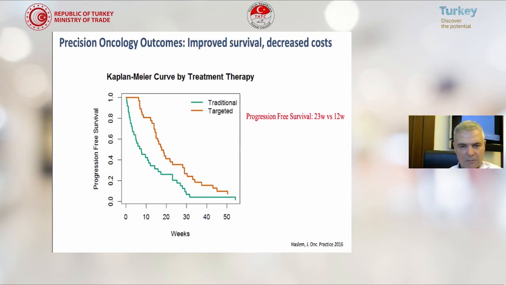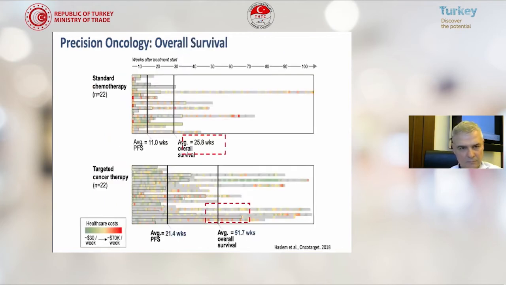If you see the Kaplan-Meier curve, which is the survival curve, here the traditional one, the green one, is worse than the red-colored curve, which is the targeted treatment. So overall survival is also far better than with standard chemotherapy. If you treat our patients with targeted cancer therapy, you see up to double survival.